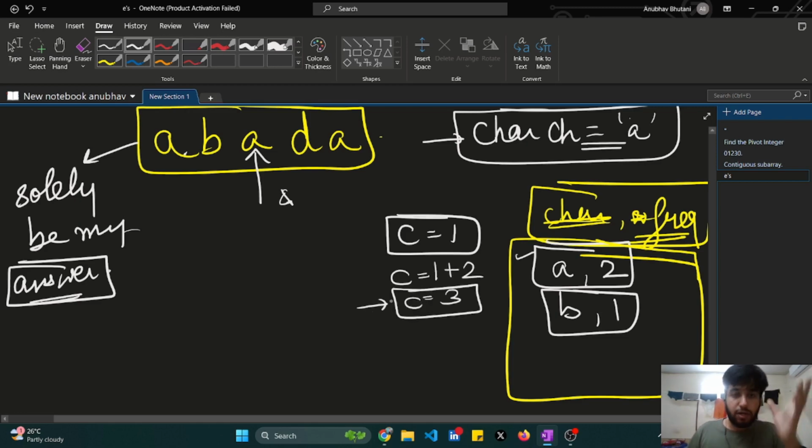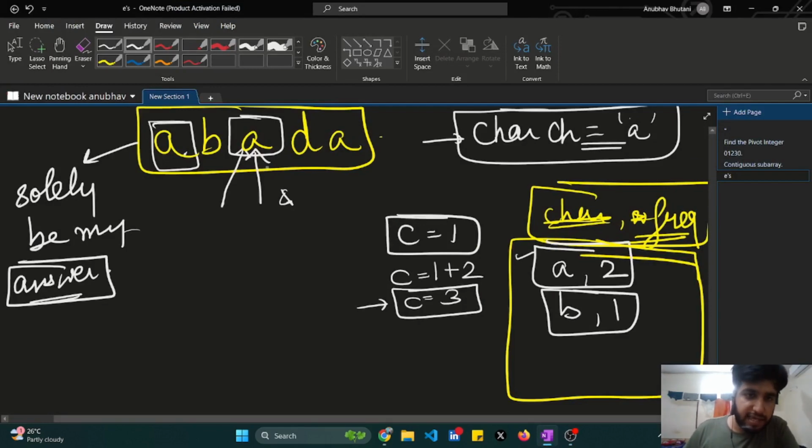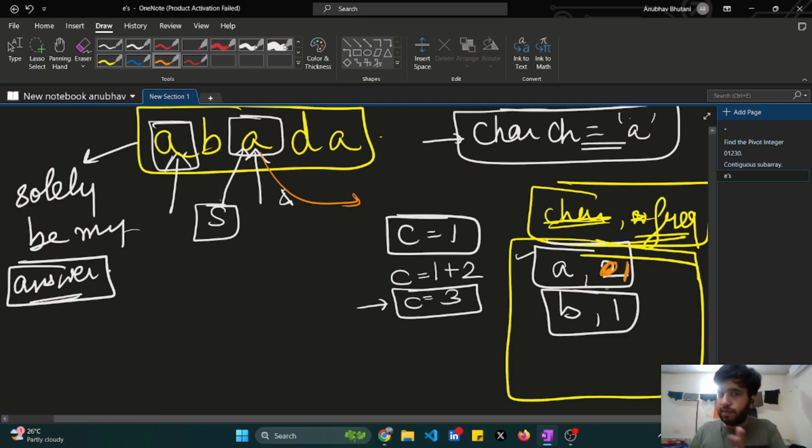Why? Because for this index, I will have 2 options. Either this can act as a starting index, or this can also act as a starting index. So for this A, I can have 2 options. Okay, so this occurrence would be recorded first and then it would be checked in the map. Because if I don't update it first and then add to my count, this single occurrence would be ignored.